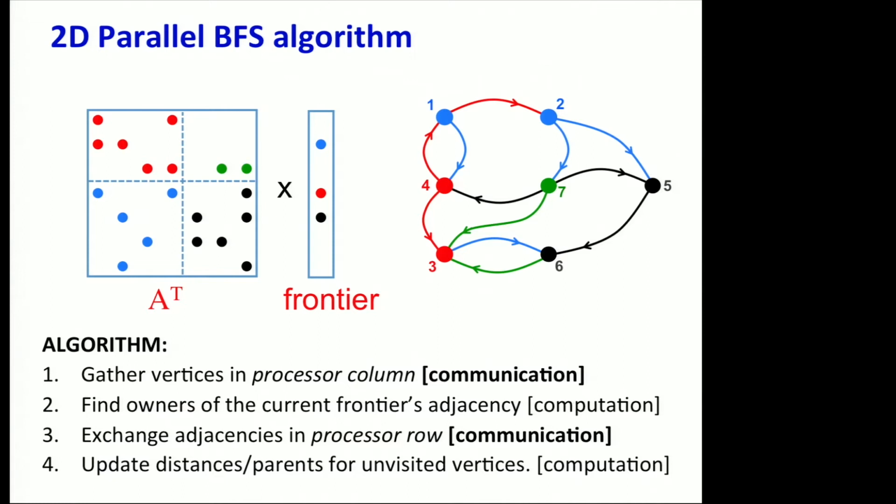Luckily, it owns one of the edges that goes out of 1, meaning the edge that goes to 4. But it doesn't own the edge that goes to 2. Right? So its job is to gather that edge from 2 before it can do a local discovery. And that's the difference from the one-dimensional algorithm. Since we don't own the adjacencies of ourselves completely, we have to do a gather operation to get those. And then the rest of the algorithm is pretty similar to one-dimensional.